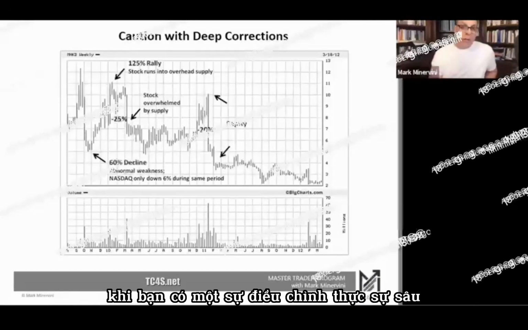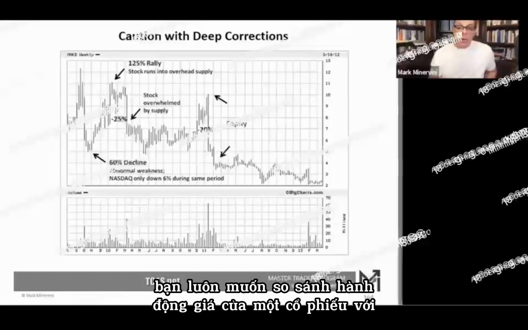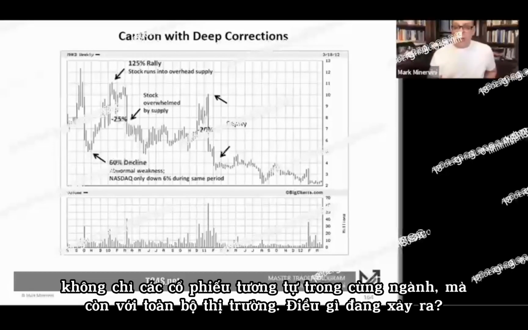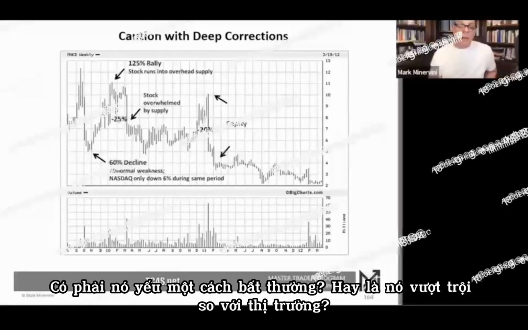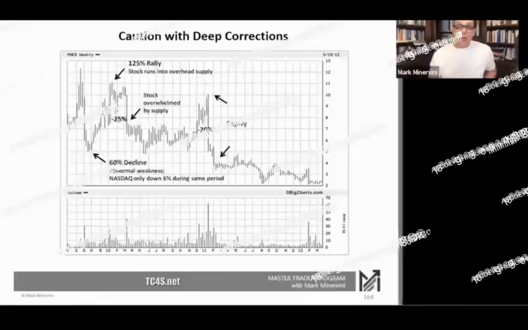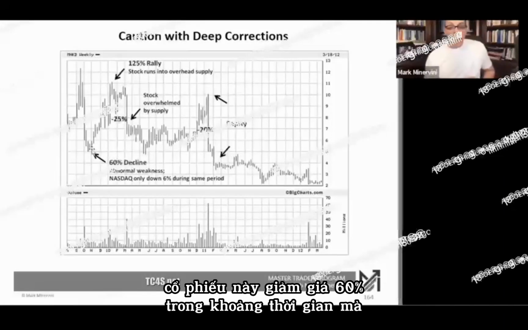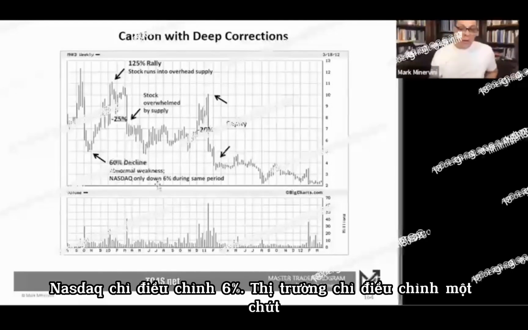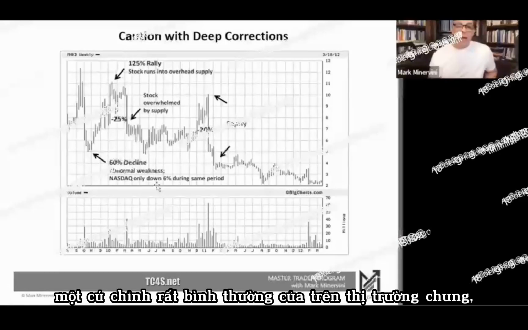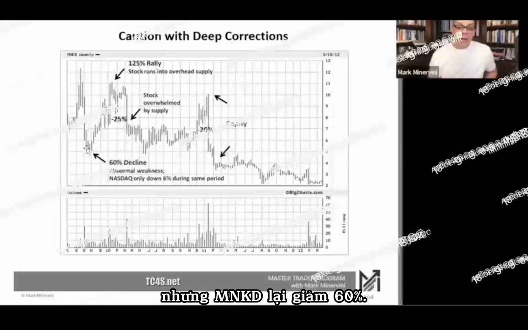When you have a really, really deep correction, and as we showed you in Pictures Worth $1 Million, you always want to compare the price action of a stock to not only its peers in its group, but to the overall market. What's going on? Is this abnormal weakness? Is it outperforming the market? For instance, this stock right here, which was Mankind, comes off 60% during a period where the NASDAQ only corrected 6%. So you had this very normal pullback in the general market, but Mankind comes off 60%. Now it comes ripping back up here.